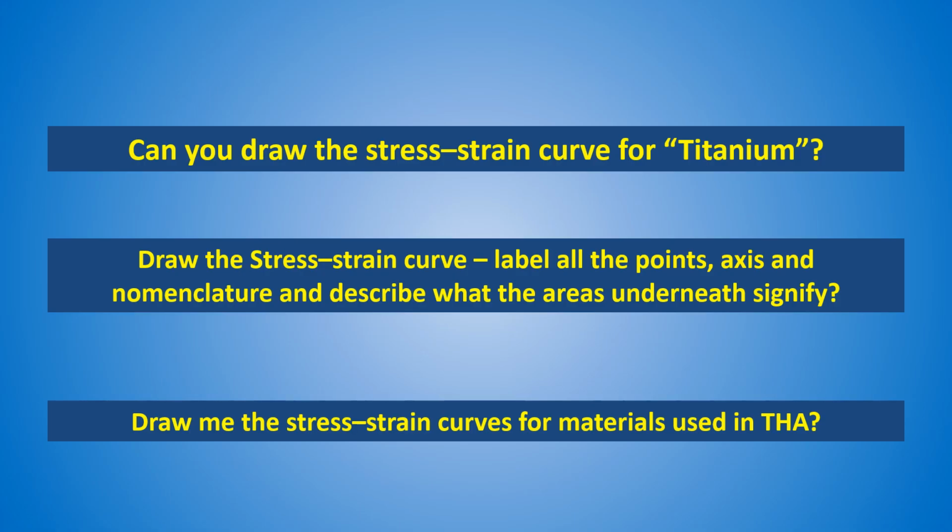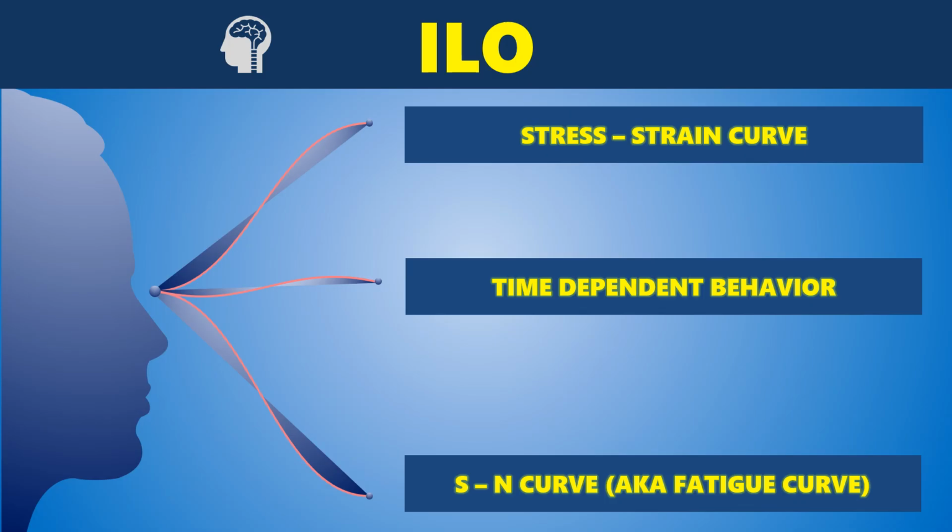Here are some case scenarios that can be used during your vivas. For instance, the examiner might ask you, draw the stress-strain curve, label all the points, axes and nomenclature, and describe what the areas underneath signify. By the end of this talk, you will be able to describe the stress-strain curve.